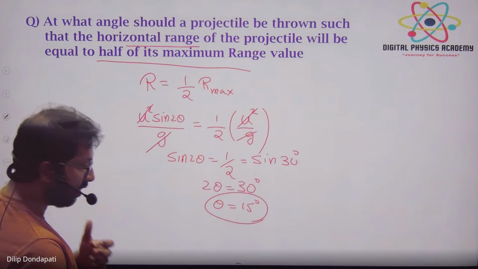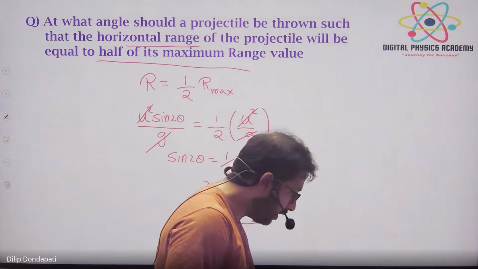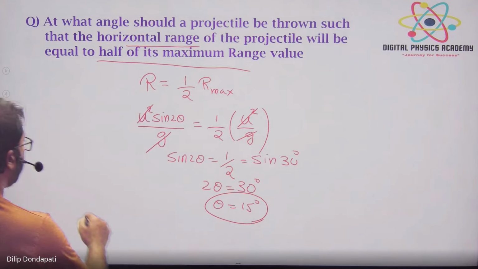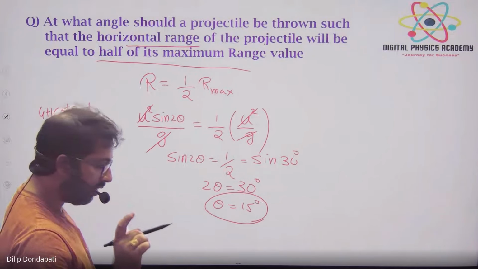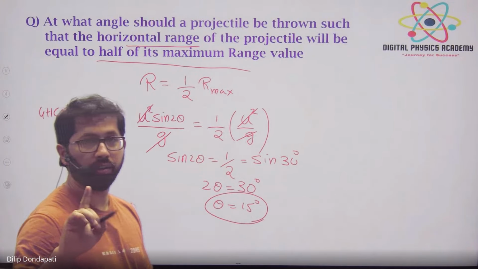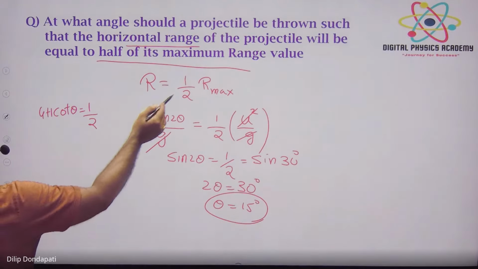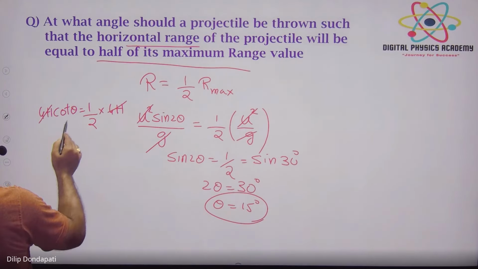Range का formula क्या है? So I wrote range as 4h cot theta. Okay, so sir, I got 4h cot theta is equal to 1 by 2 into 4h. Why 4h? Because h is R max by 4. R max by 4 is h, right? So R max is equal to 4h. So h and h cancel, 4 is cancel. Cot theta 1 by 2 कब आएगा? When theta is cot inverse 1 by 2.